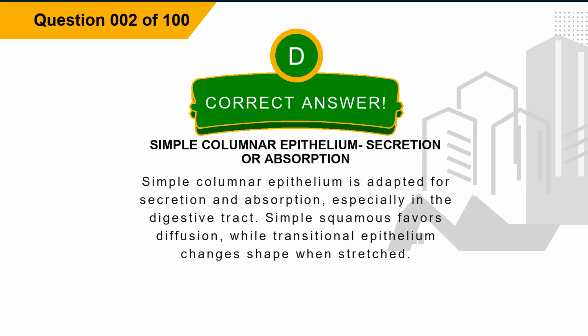The correct answer is option D. Simple columnar epithelium, secretion or absorption. Explanation. Simple columnar epithelium is adapted for secretion and absorption, especially in the digestive tract. Simple squamous favors diffusion, while transitional epithelium changes shape when stretched.